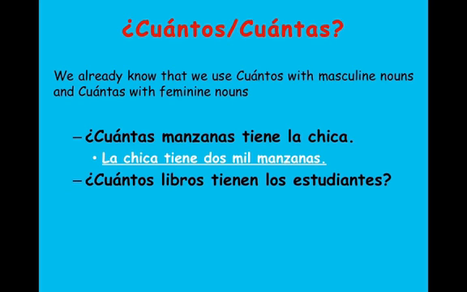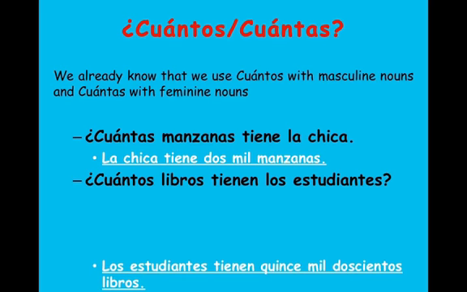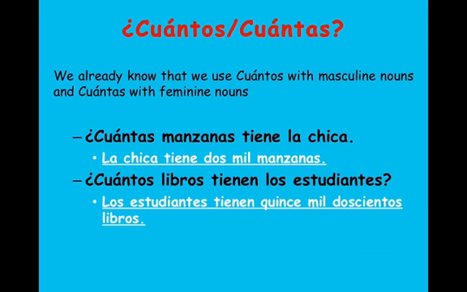And ¿cuántos libros tienen los estudiantes? How many books do the students have? See the conjugation of tienen, because it's they have. Los estudiantes tienen 15,200 libros. They have 15,200 books. The students.